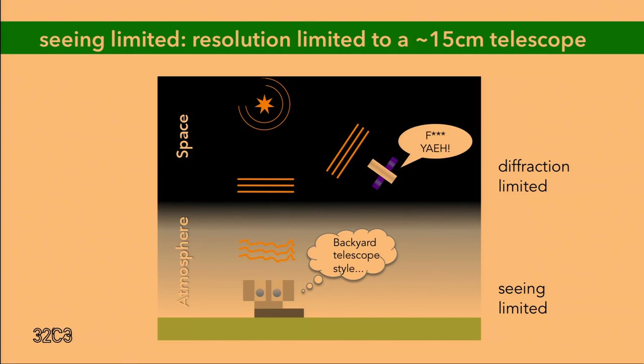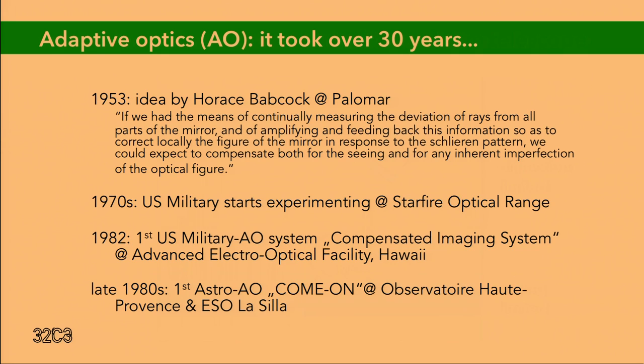what to do? There have been people, of course, thinking about this problem longer. And the first idea came up in 1953. Some guy at Palomar Observatory in California said, well, if we had the means of continually measuring the deviation of rays from all parts of the mirror and amplifying and feeding back this information so as to correct locally the figure of the mirror in response to the Schlieren pattern, we could expect to compensate both for the seeing and for the inherent imperfection in the optical figure. So if we could somehow get rid of this wobbling or counteract that, then we could get this perfect diffraction-limited imaging we get in space also on the ground.